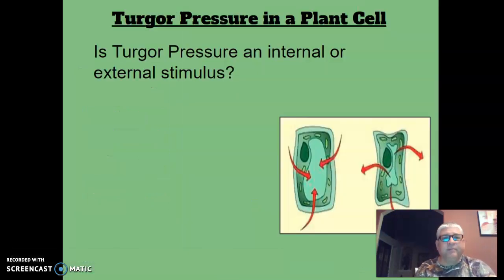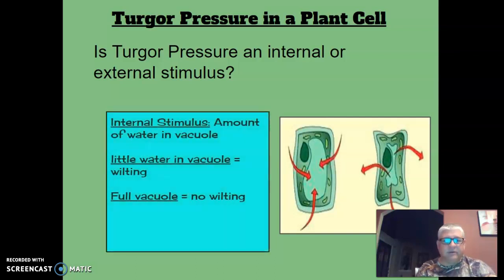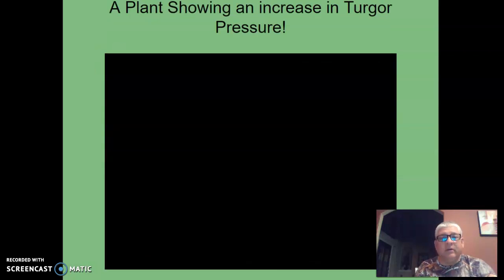The second one. Oh, well, let me continue on. I forgot this is kind of a continuation. Is turgor pressure an internal or external stimulus? That's the question, okay? And then the answer to all that's going to be in here. It's an internal stimulus, the amount of water in the vacuole. If there's little water in the vacuole, it wilts. If it's a full vacuole, it will not wilt. So no wilting.